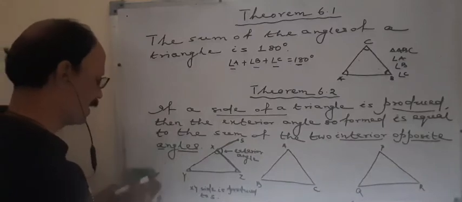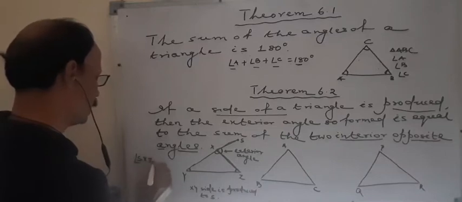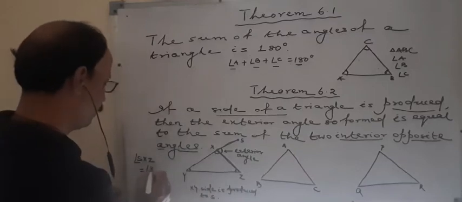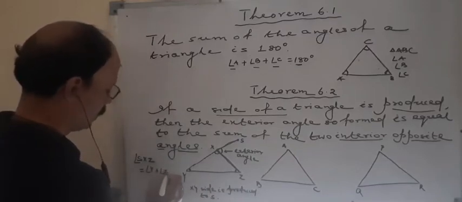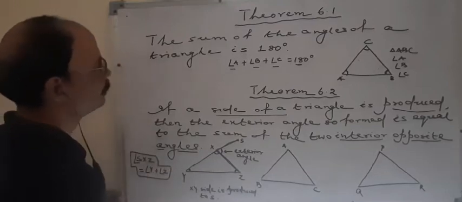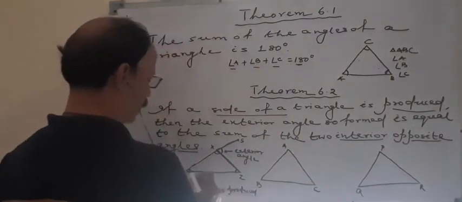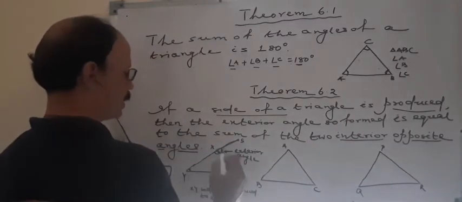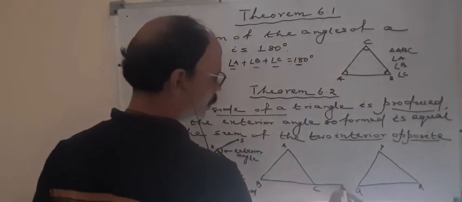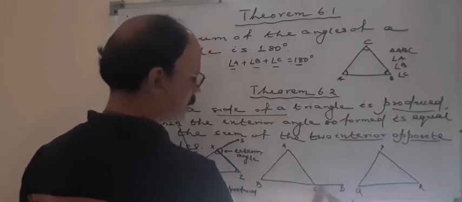So here we may say that angle SXZ equal to angle Y plus angle Z. This is the theorem 6.2. So let's take this triangle. So here we produce this XY side to S. So suppose we produce this BC side to somewhere, suppose D. We produce BC side to D.